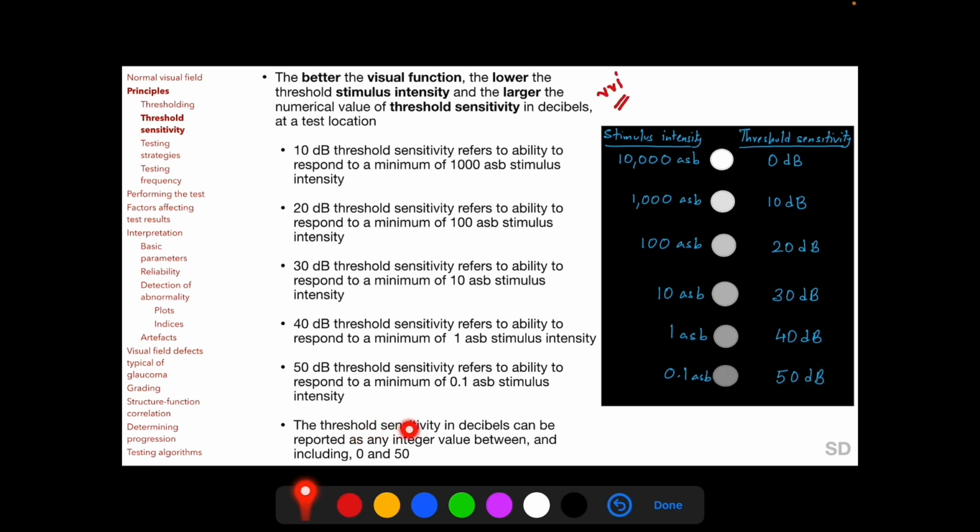The threshold sensitivity value in decibels can be reported as any integer value between and including 0 and 50 decibels. So although this diagram shows 6 decibel values, values can be mentioned as any integer in between, while maintaining a logarithmic relationship between the measured stimulus intensity and the calculated threshold sensitivity.